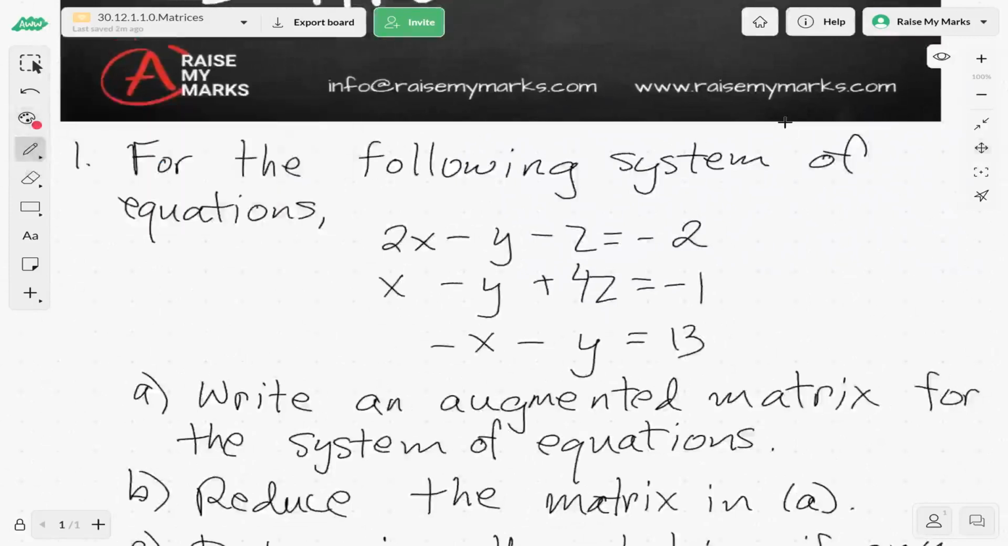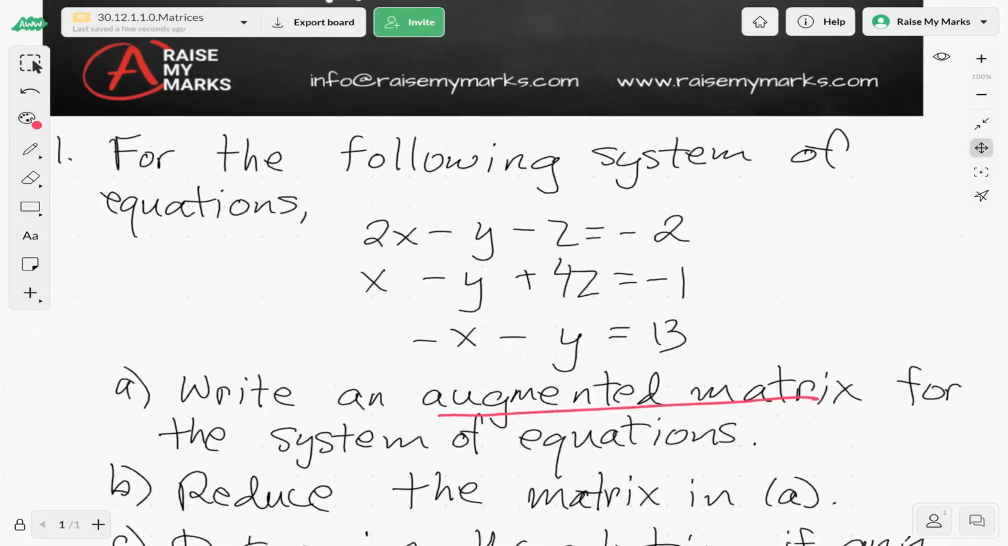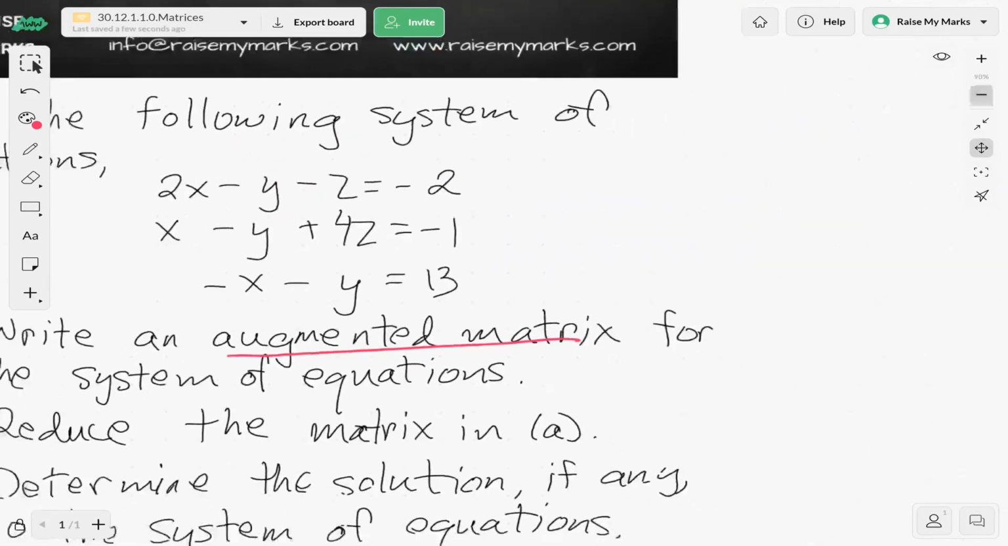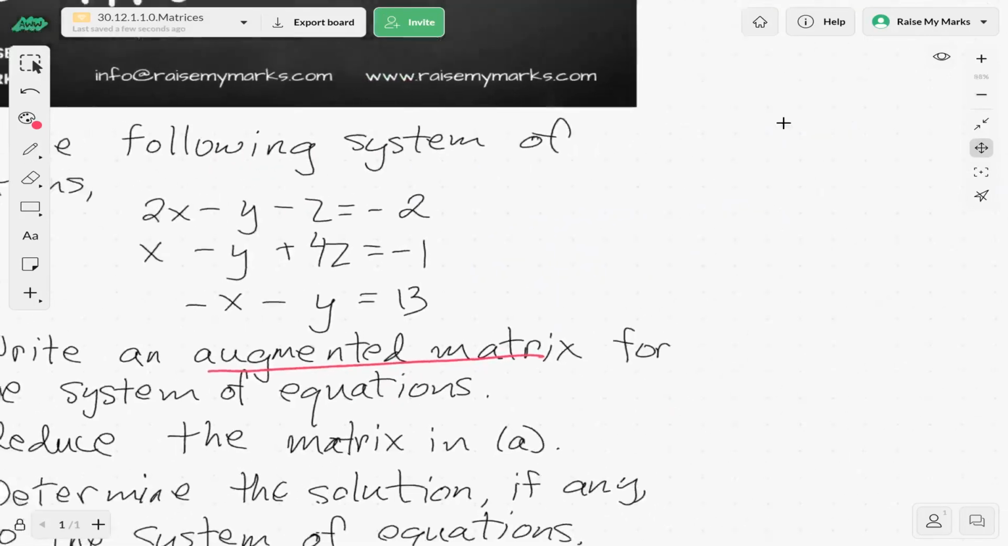So for the following system of equations, we have 3 equations and 3 unknowns, right? And we're asked to write an augmented matrix for the system. So what's an augmented matrix? Well, what's a matrix? A matrix is a box of numbers. And for a system of equations, this box of numbers is made up of the coefficients in front of the variables.